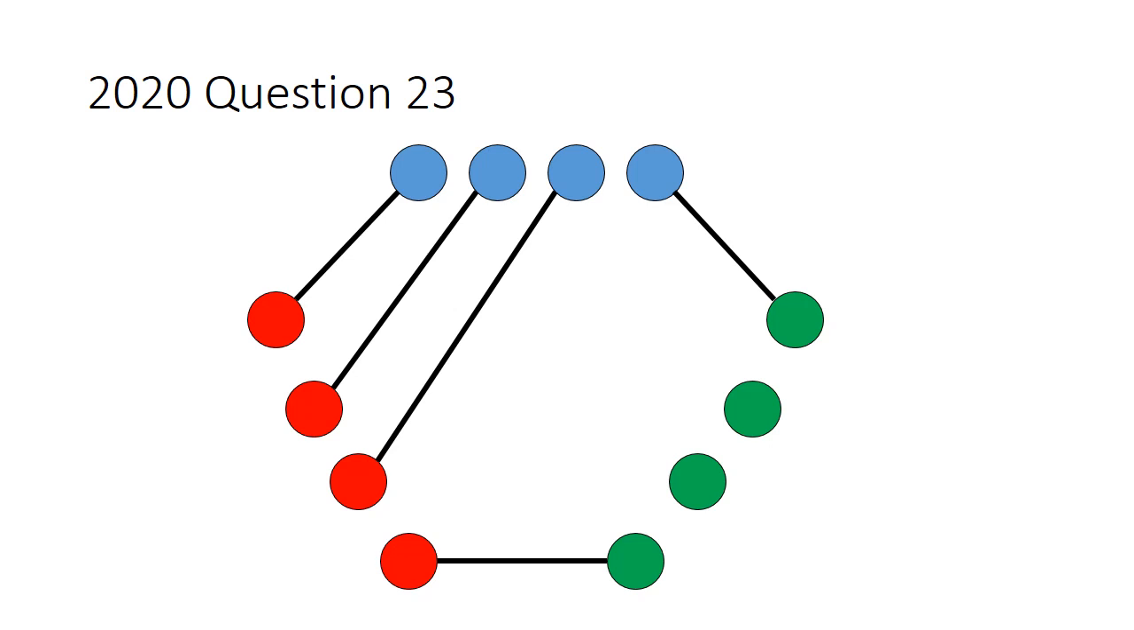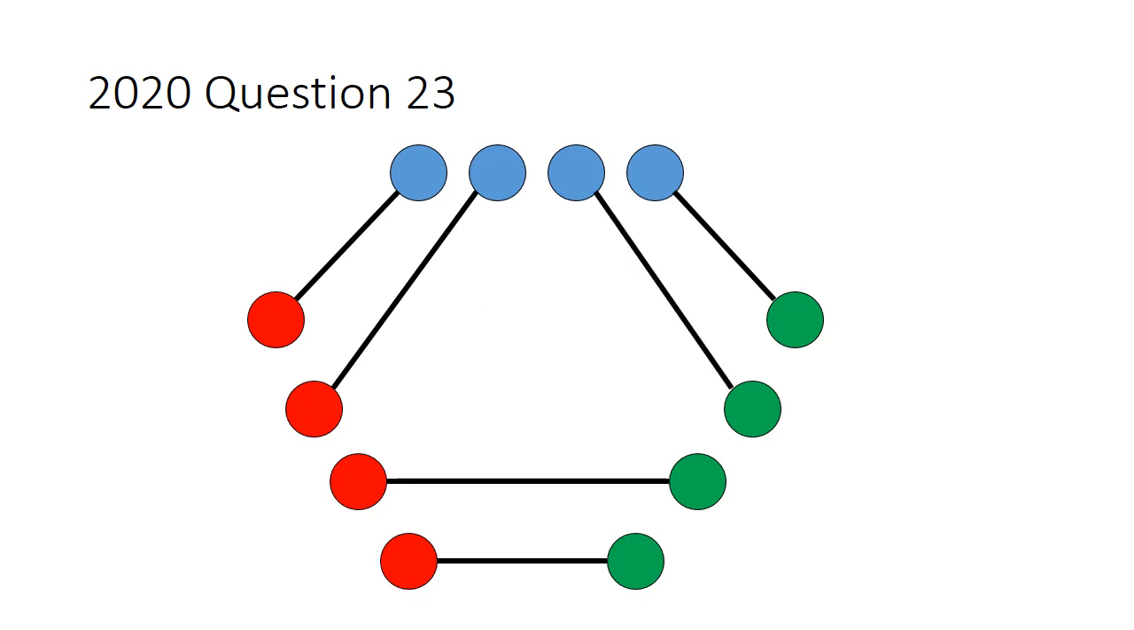So the only possibility is for 2 blue team members to be married to 2 red, 2 blue married to 2 green, and 2 red married to 2 green. So this is the sort of graph that represents the possible permutations that we need to consider.